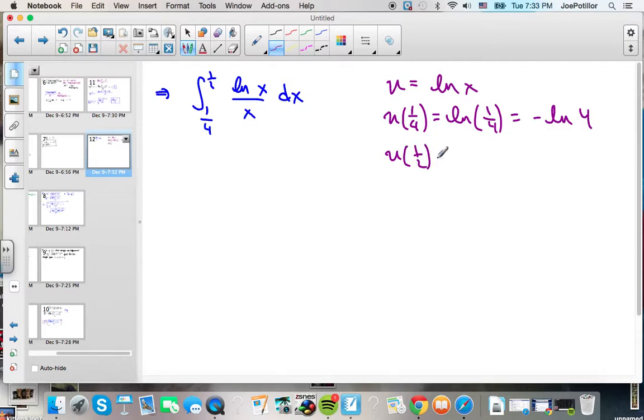U of 1/2, ln of 1/2, is negative ln of 2.